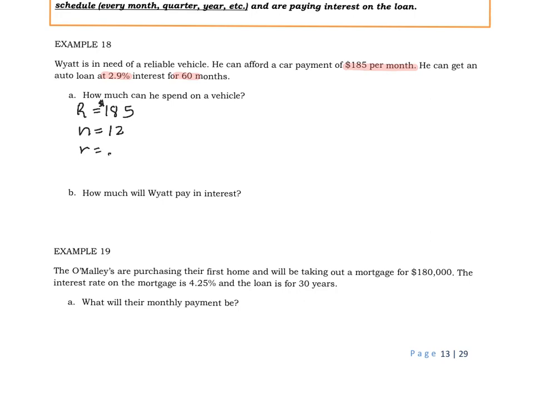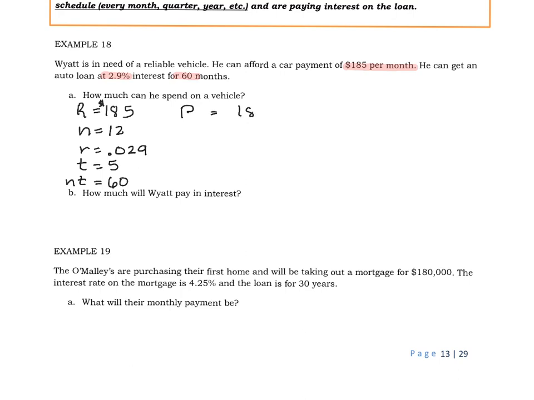His interest rate is 0.0929, and he can pay that for 60 months. Now 60 months is going to be 5 years, but I think you'll notice when we calculate our n times t, well, that's 12 times 5, which gives us 60. So I think you can see how that 60 is actually useful in the long run.